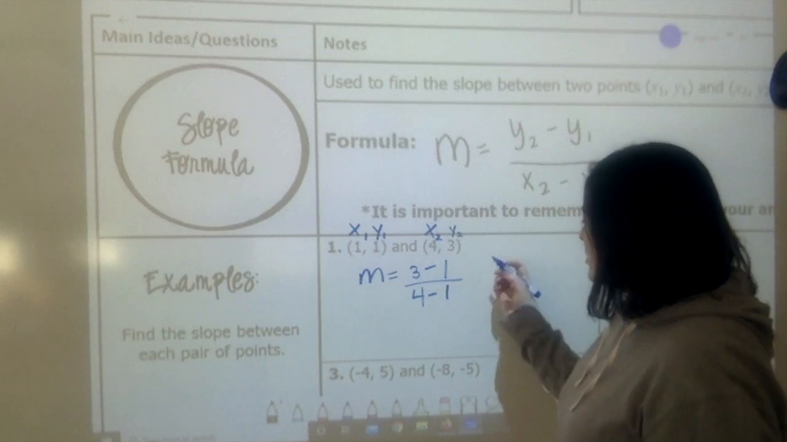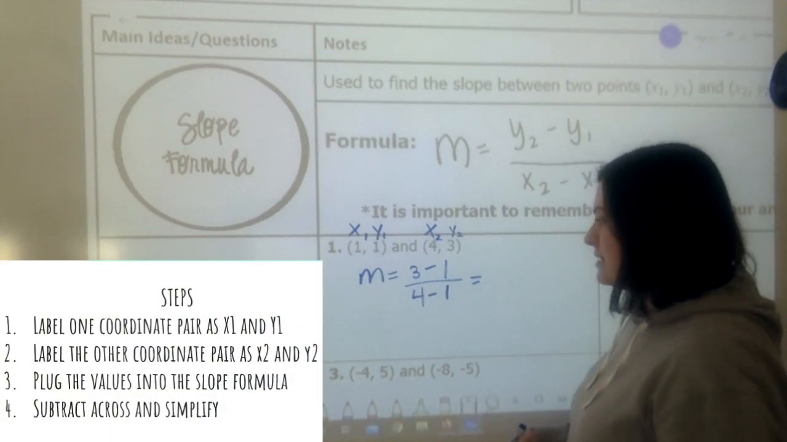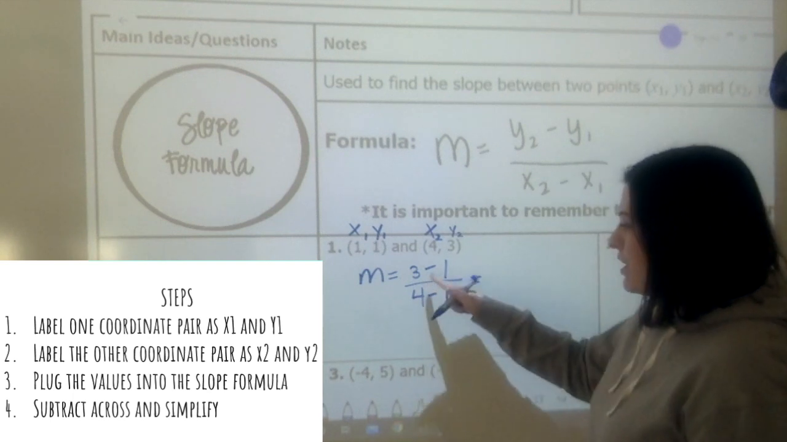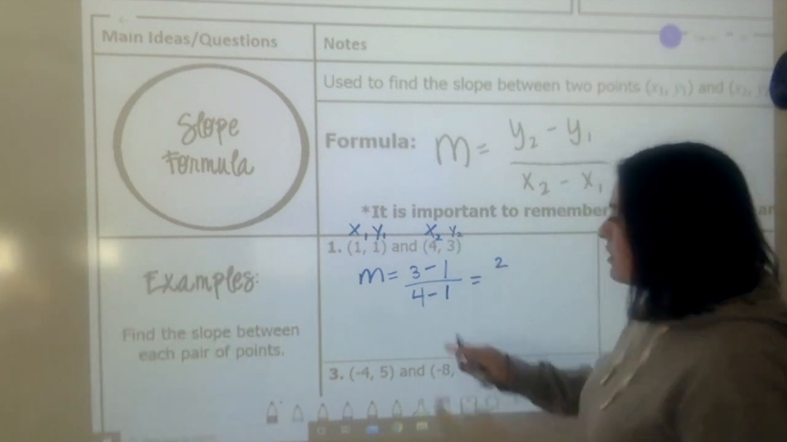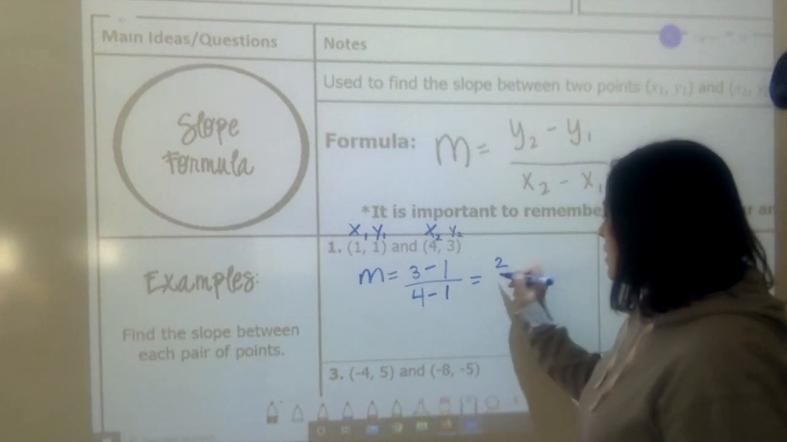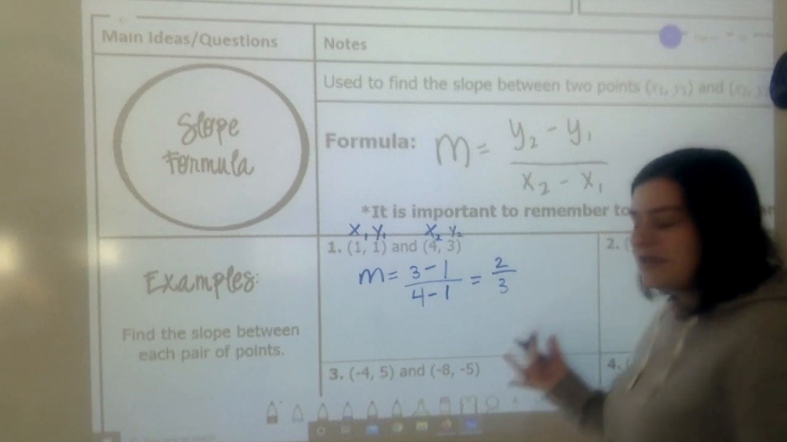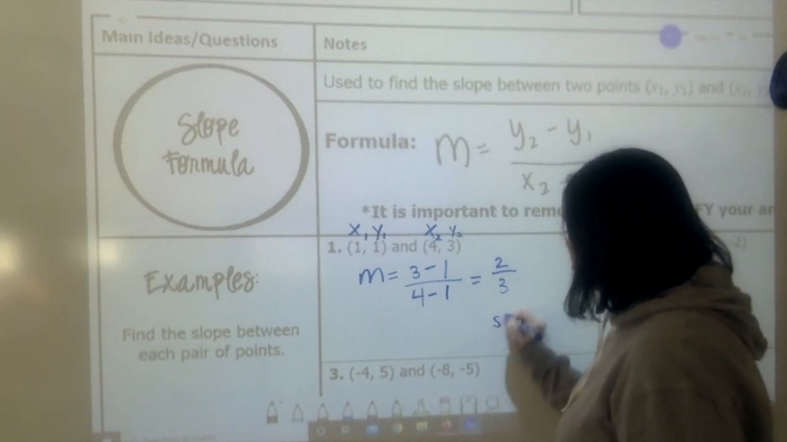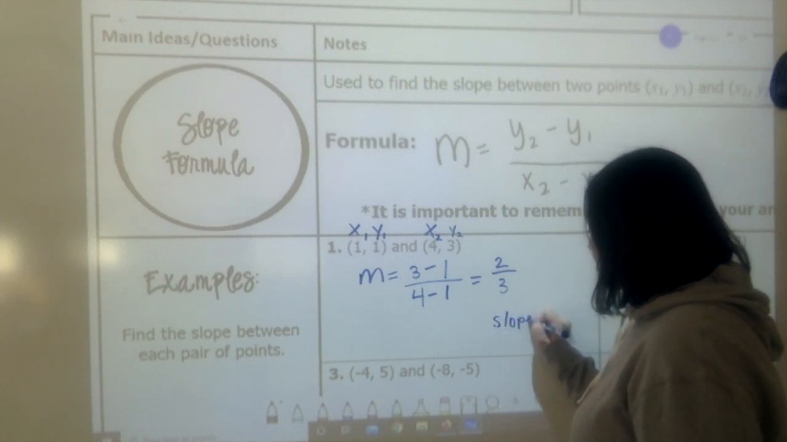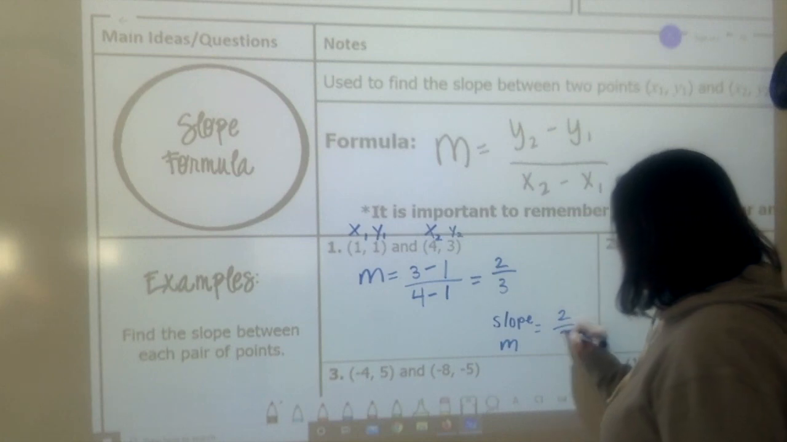And so then once we do that, our very last step is just to subtract across and then simplify. So 3 minus 1 is going to give us 2, and then 4 minus 1 will give us 3. In this case, we didn't have to simplify. So our final answer is that our slope, or we could say m, equals 2 over 3.